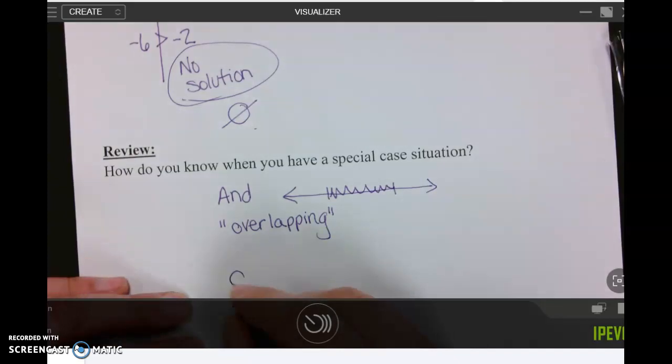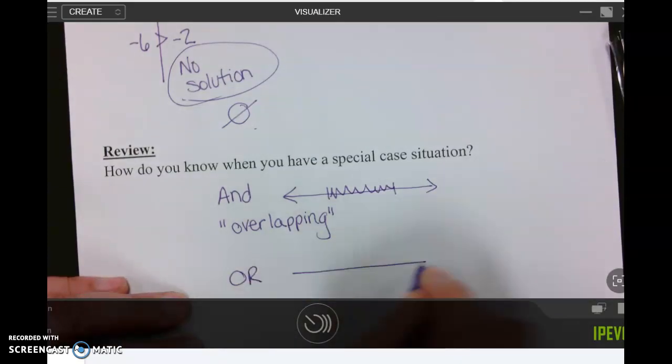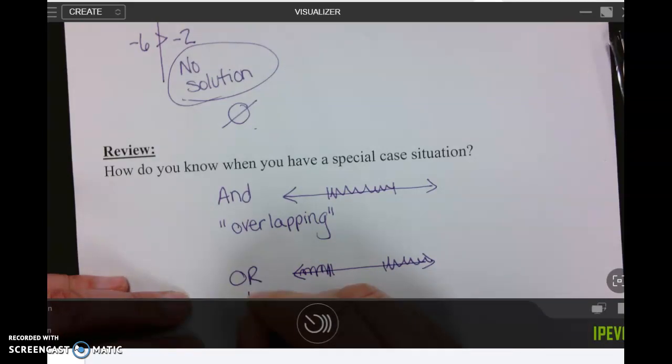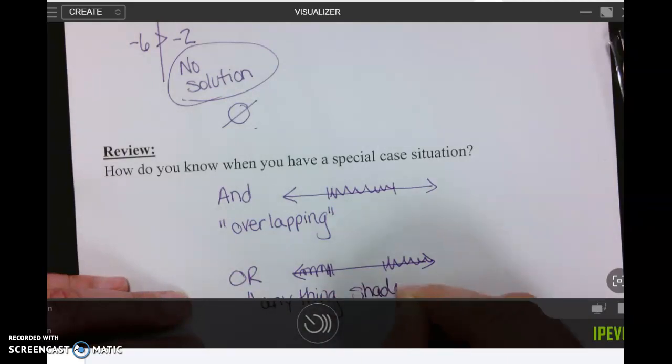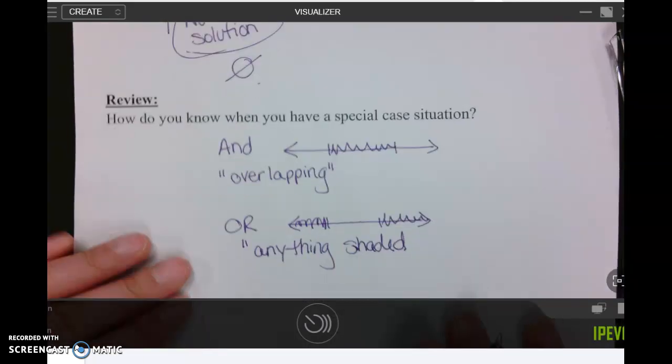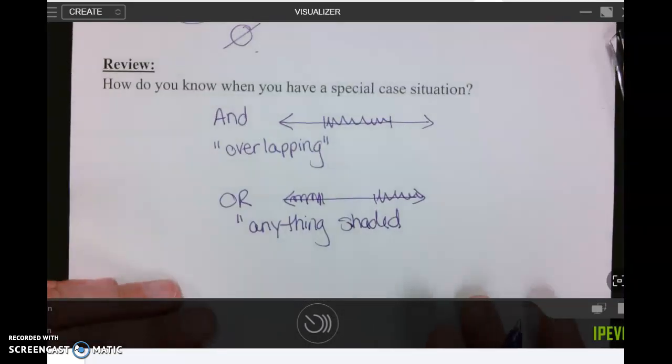The ORs typically are going to be going away from each other. So you have your two numbers, and one is shaded off to the right and one is shaded off to the left. And then an OR is just anything shaded, because it can be one or the other. And so you know you have a special case if you don't have one of these two situations.